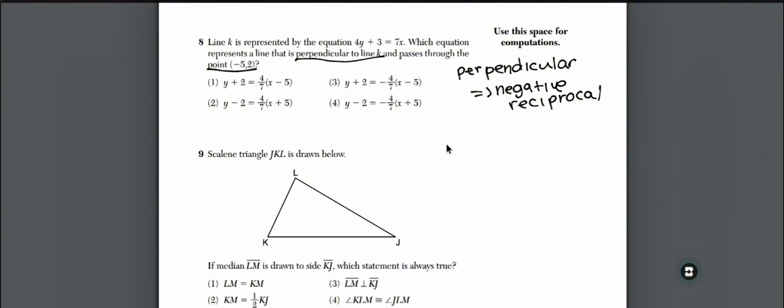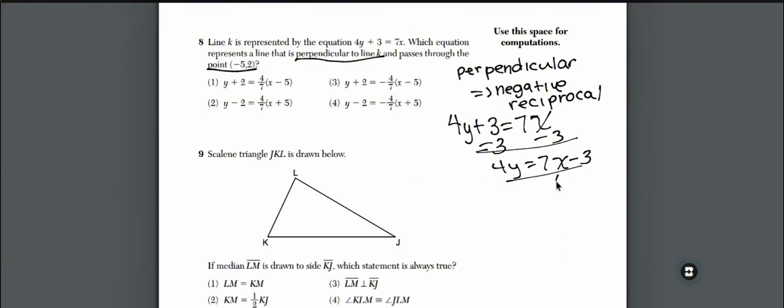So let me examine my equation. 4y plus 3 equals 7x. I want my y on its own so I can get it into y equals mx plus b. So I'm going to subtract 3 on both sides. 4y equals 7x minus 3, and I'm going to divide by 4, so y equals 7 over 4 x minus 3/4.